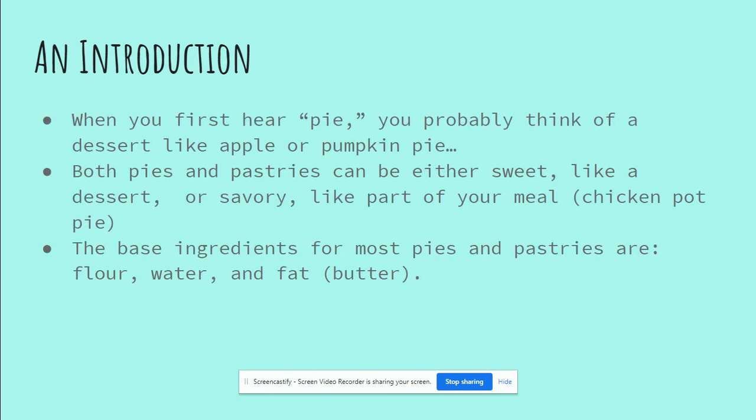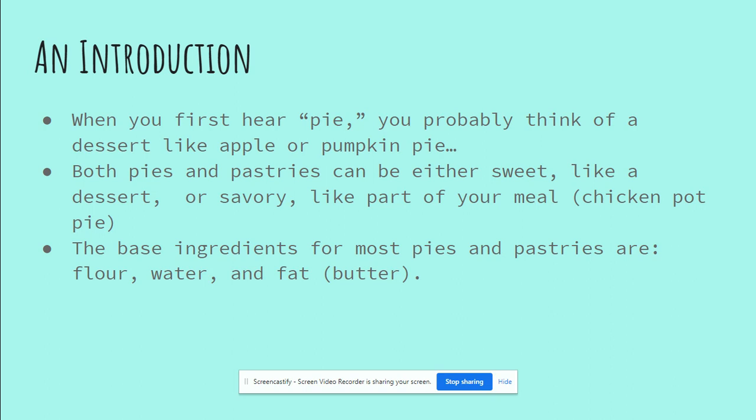Okay, so pies and pastries have a lot in common, but when you hear something like that, you probably think of something sweet like an apple or pumpkin pie. However, pies and pastries, both of them can be either sweet like a dessert or they can be savory. So think of something like a chicken pot pie, which is actually a type of pastry because it is a pie, it uses pie crust.